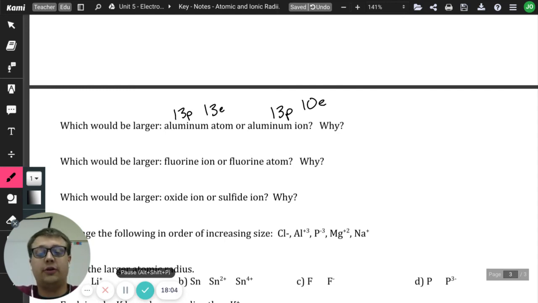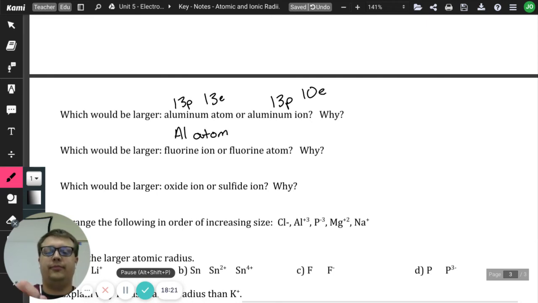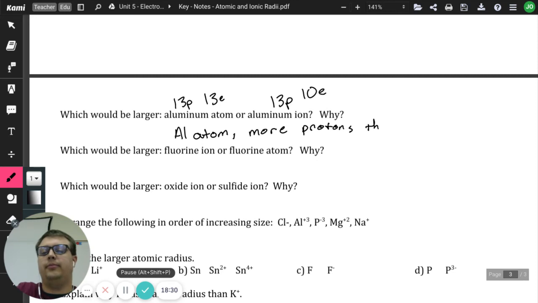So which would be larger? Well, the larger one would be our atom. Why? Because your proton to electron ratio is not equal. You've got more protons than you do electrons. Okay? All right, so the aluminum ion has more protons than electrons.